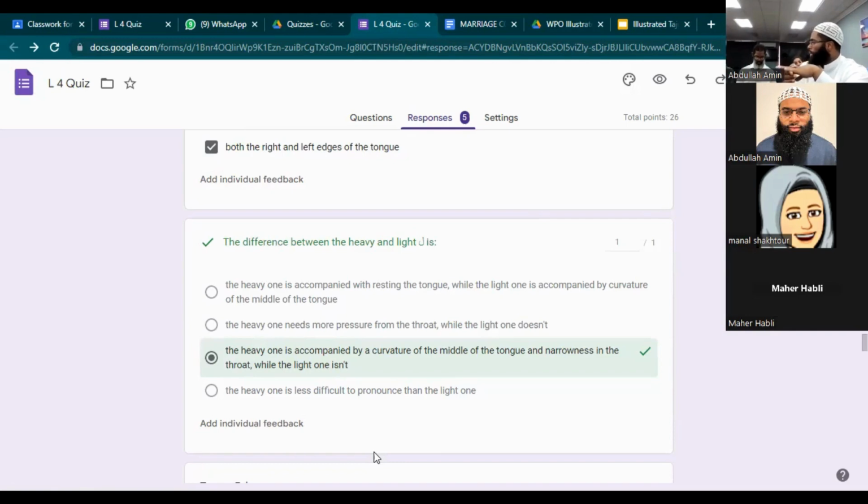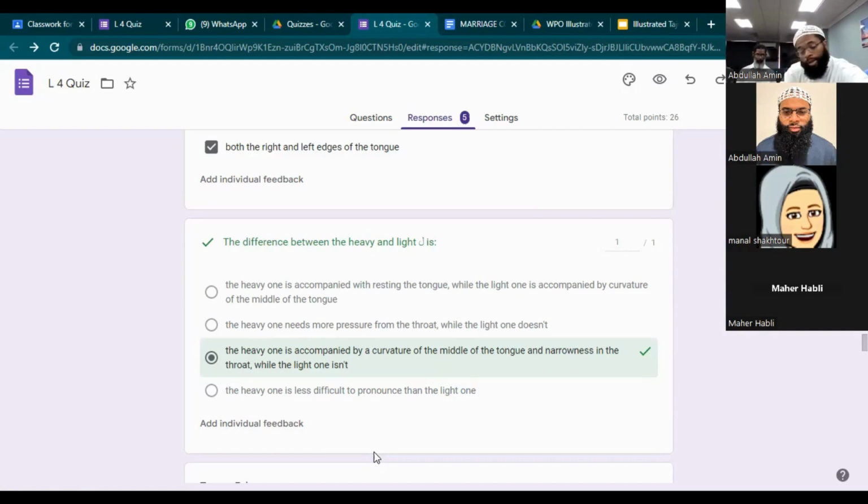Allahu. Right? With the light lam, you say Lillahi, Lillahi. With the heavy one, Allah, Allahu, like that. So that's the difference.